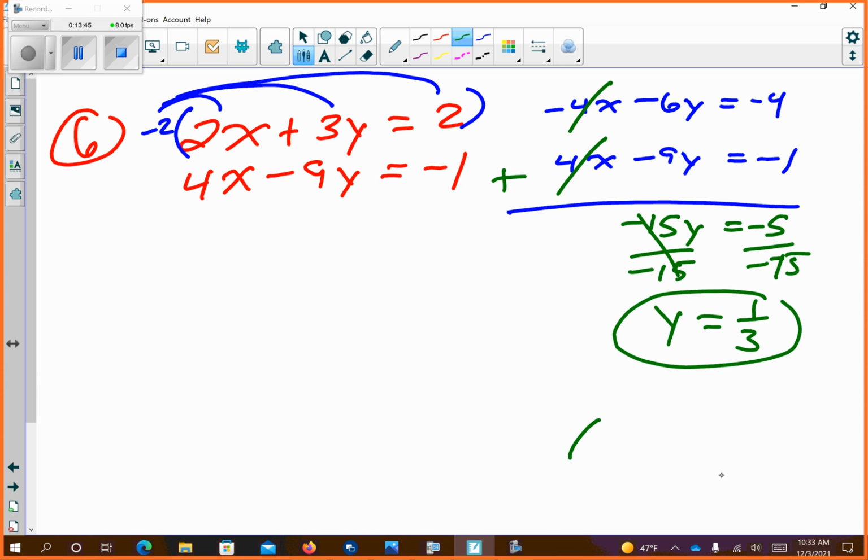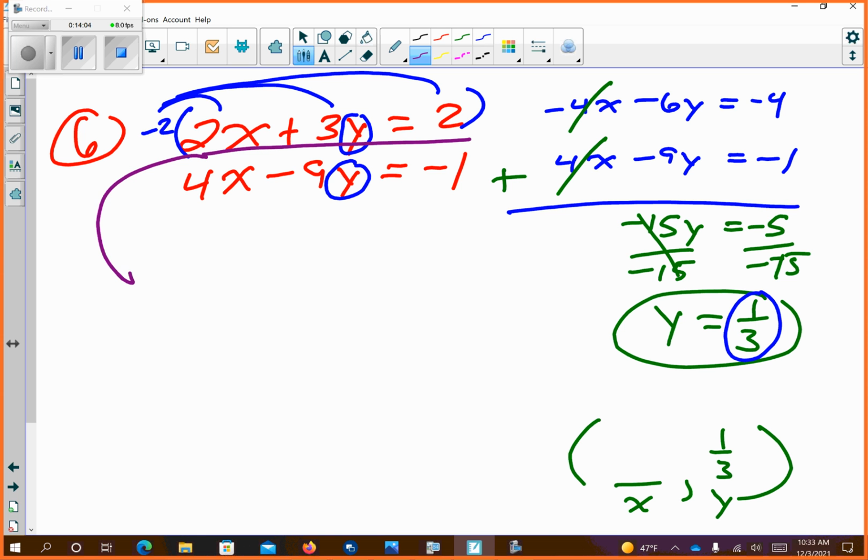Ooh, yuck. We got a fraction for a y value. Are you kidding me? All right, let's deal with it. All right, what should I do with this 1/3, friends? Yeah, plug it in for the y, right? And I'd probably pick the top equation to stay with. So I'm going to bring this down here. So I get 2x plus 3 parentheses equals 2. Y used to live there, but now 1/3 is going to live there.